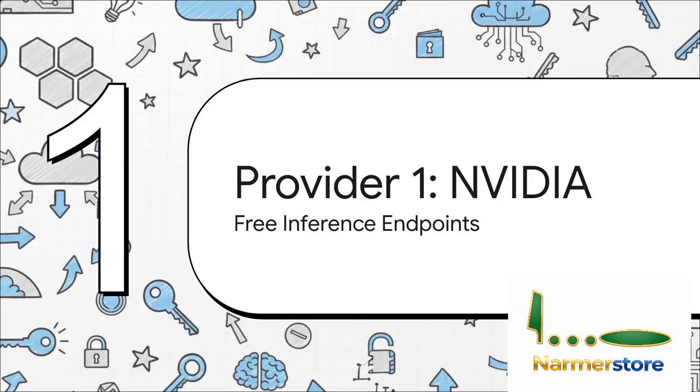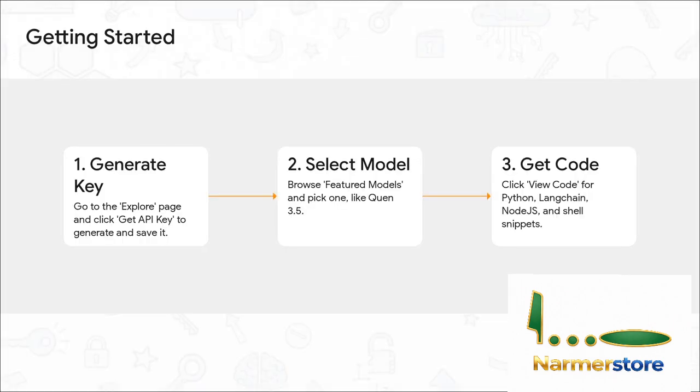First up, let's talk about NVIDIA. They offer a truly massive catalog of models, and they're all available through these free-to-use inference endpoints. Honestly, it's a fantastic starting point for any kind of general experimentation. And getting started is incredibly simple. You just pop over to their Explore page, generate a key, pick a model you like, and then click View Code. They give you these ready-to-use snippets for a bunch of languages, so you can literally start building right away.